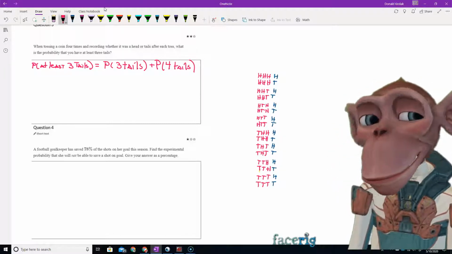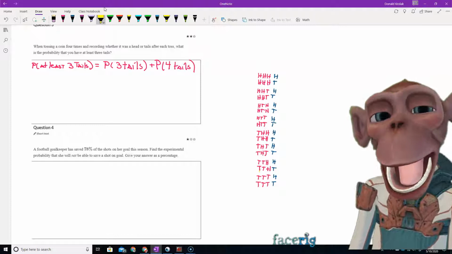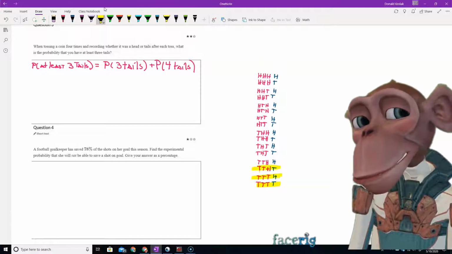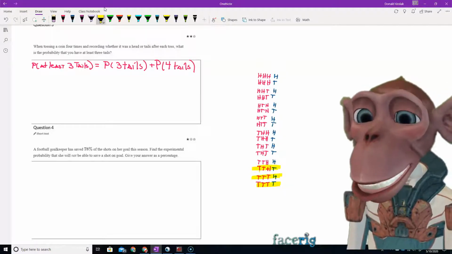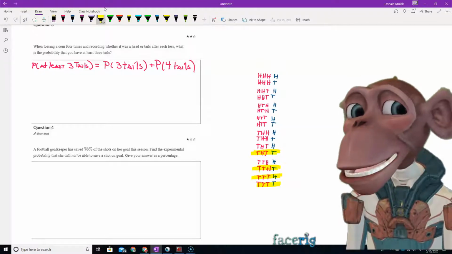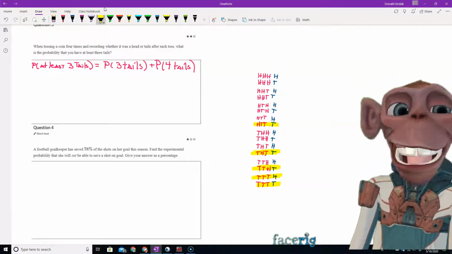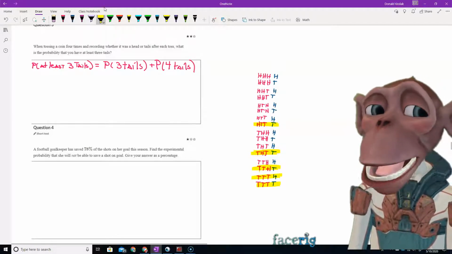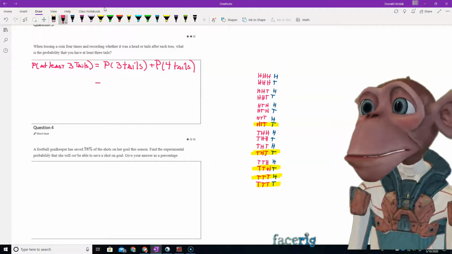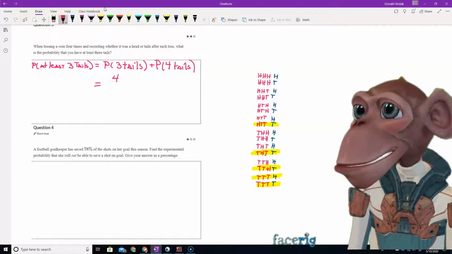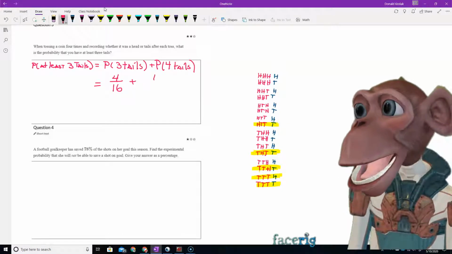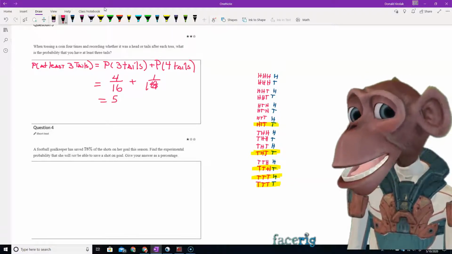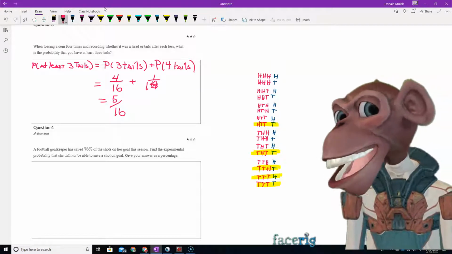So over here is our sample space that we did earlier. And we just count the number of times where we've got 3 or more. So there's 2, 3, 4, 5. So there's 5 times where we have 3 or more out of the 16. 4 of them out of the 16 are 3 tails, and there's one of them out of 16 that is 4 tails. So altogether, 5 out of 16 is our probability.